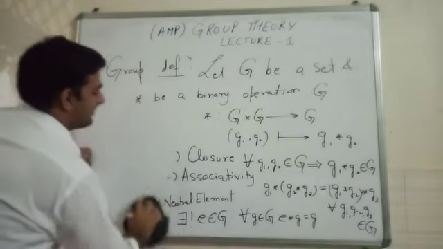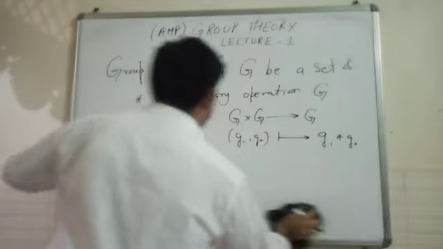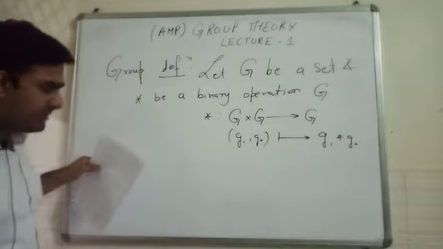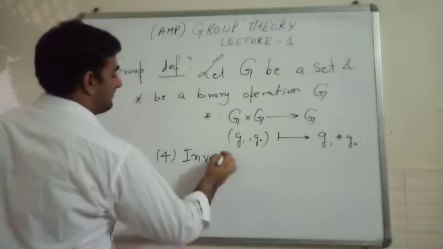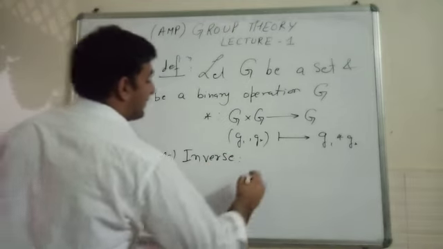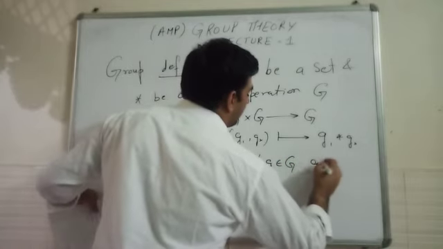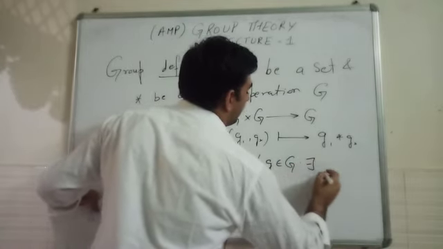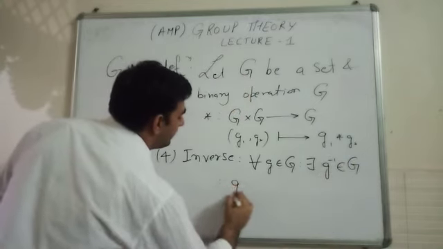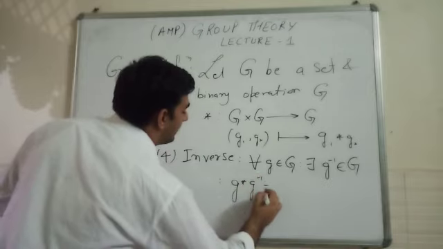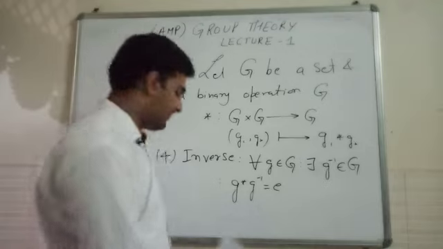And the last one is the inverse of every element. So it says that for all the group elements in the group, there must exist a g inverse in the group such that g star g inverse must be equal to the identity element. So every group element has an inverse.